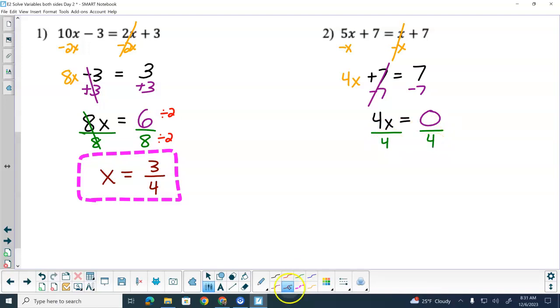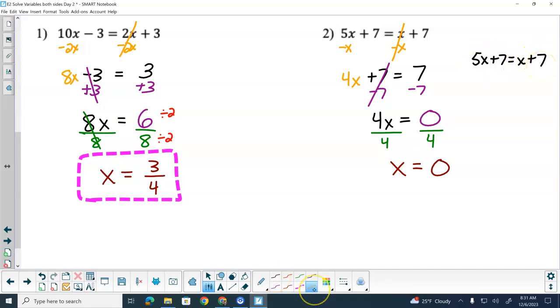And I get x equals what? 0. Yep, 0 divided by anything is 0. So, Greg, can we do that right next to that? Can we subtract 7 first? I think some people get stuck with the 5x equals 7. Sure, we can restart this at 5x plus 7 equals x plus 7.